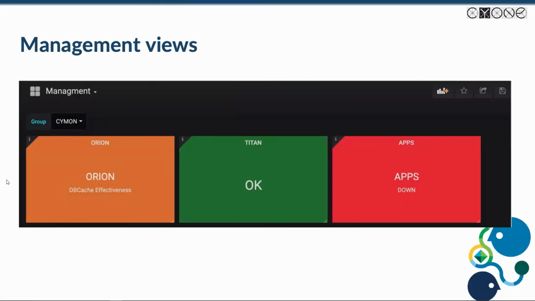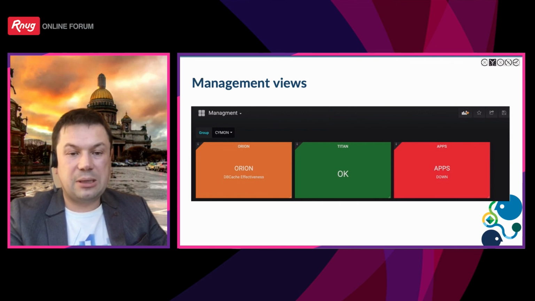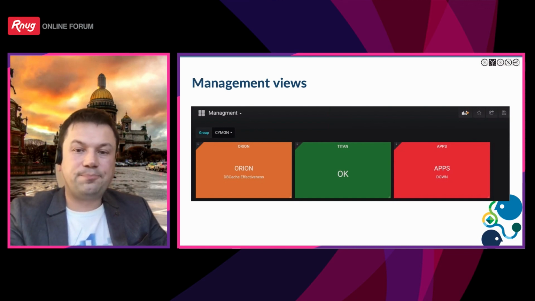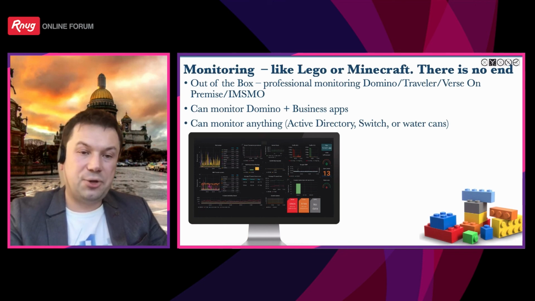Well, we can be very smart here. And for management, there are some plaques that we can use. We can set up criteria for what's good and what's bad. We can say that Domino is accessible, the base is there, and management only looks at this part of monitoring, which means that monitoring is like Lego.